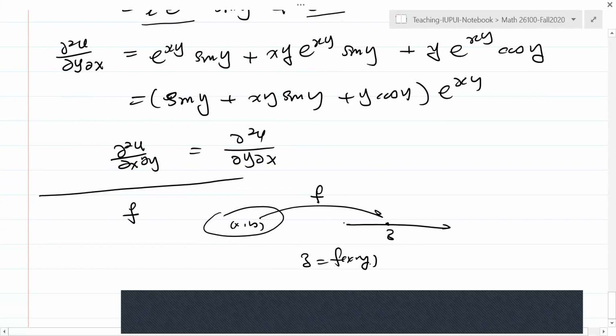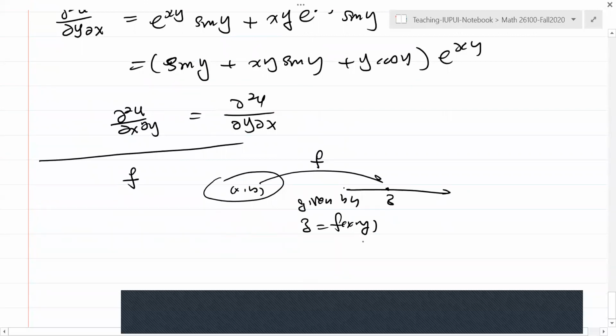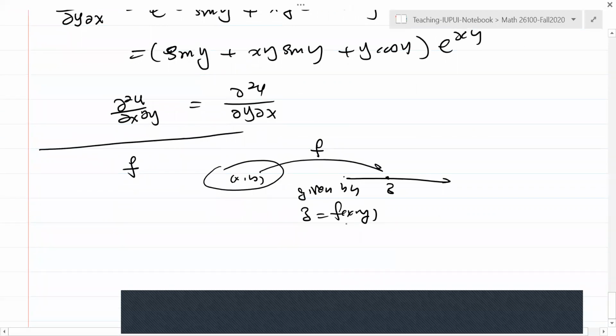Let me repeat this again. It's given by... Now sometimes we simply put the formula here and call it a function. But actually, f of x, y is not a function. It's just a formula for the function. The function is a kind of correspondence, an assignment: to each point, you assign a unique value of z. If you look at this relationship, you can also say that the variable z depends on x and y by this formula.